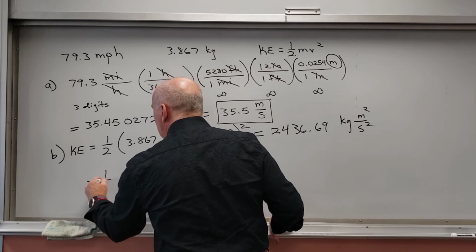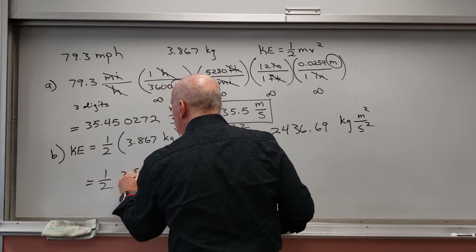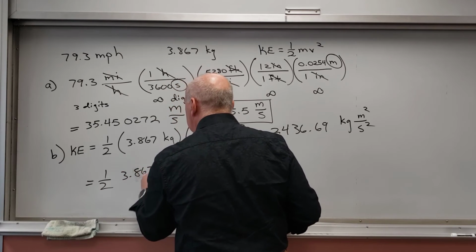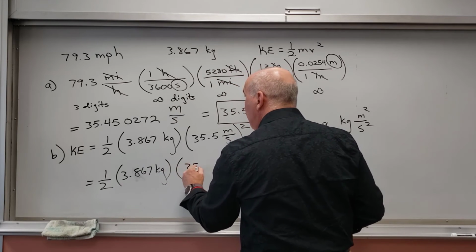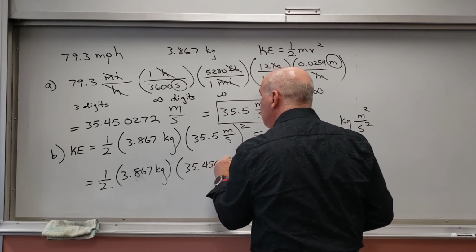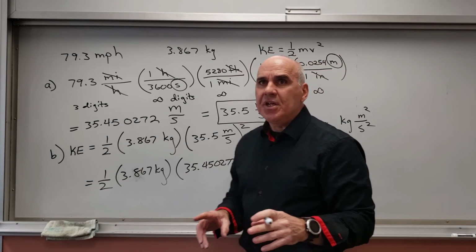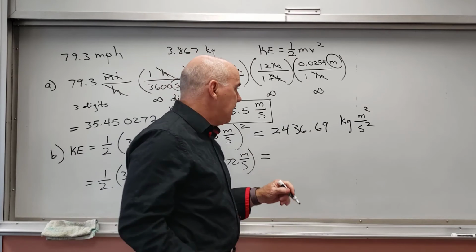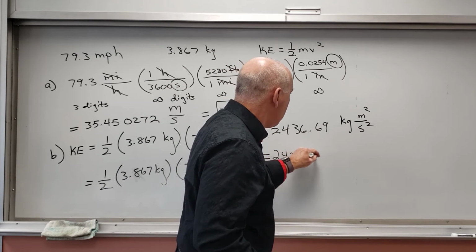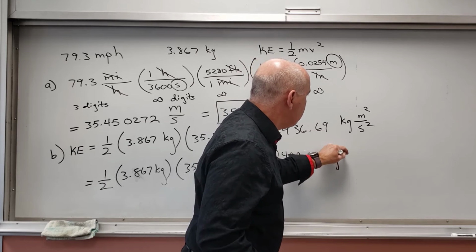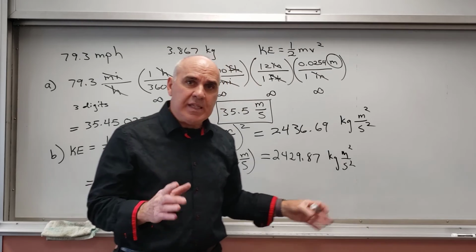If I do 1/2 times 3.867 kilograms, but I use 35.450272 meters per second, my answer is going to be 2429.87 kilograms meters squared per second squared, which by the way is a joule, but we'll get to that later.